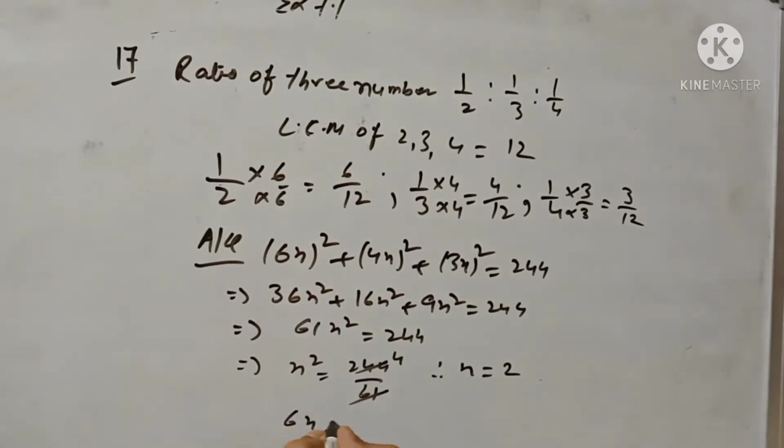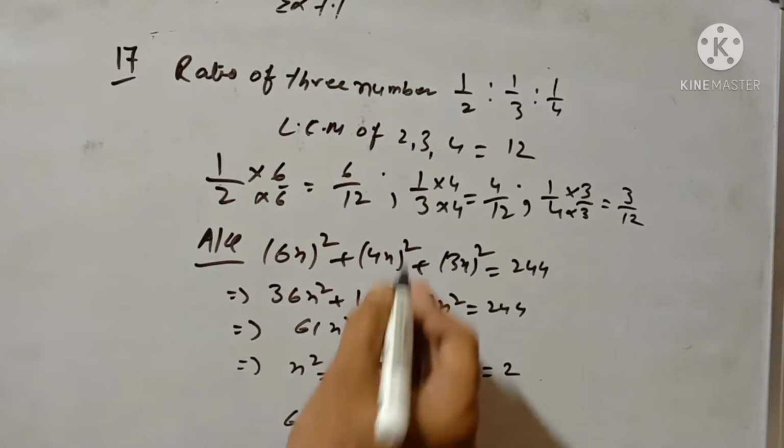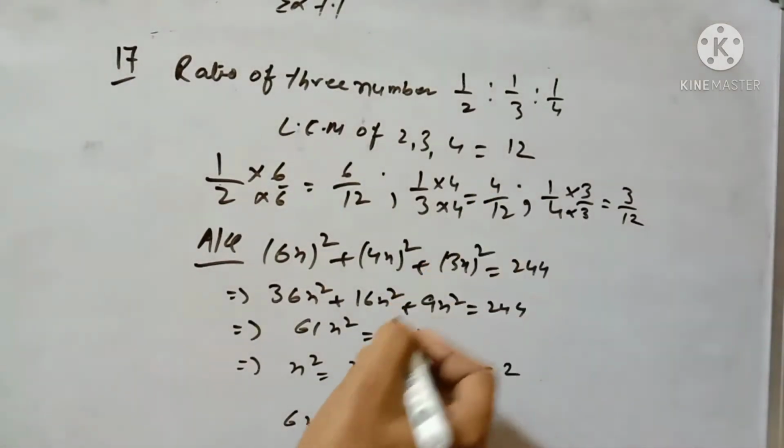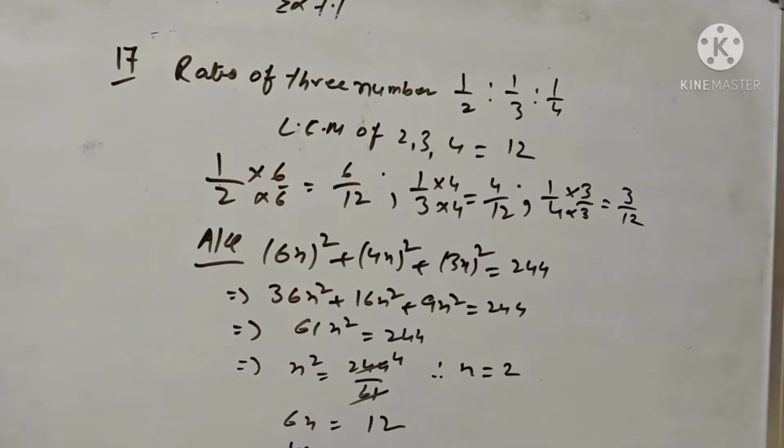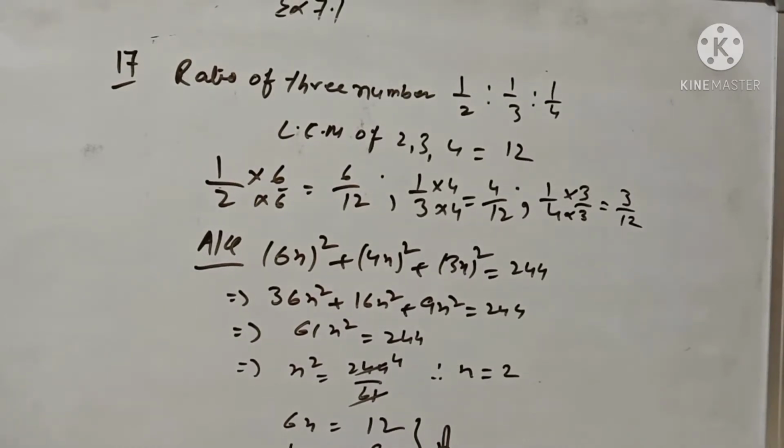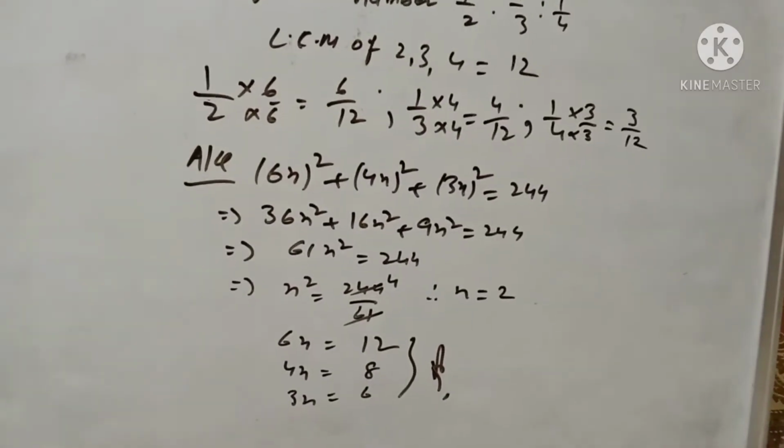Now numbers are what? 6x means 12. Then 4x, 4 twos are 8. Okay. Now 3x, it will be 3 twos are 6. Therefore numbers are 12, 8, 6. Write down please.